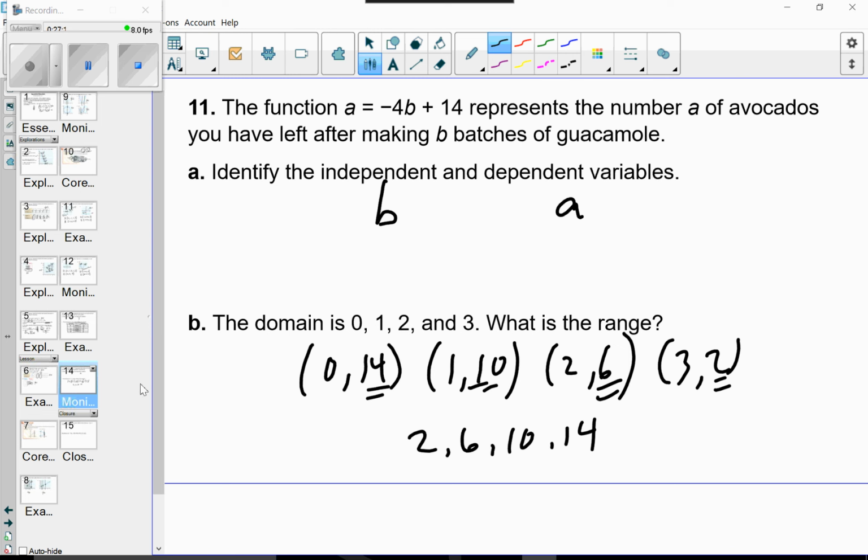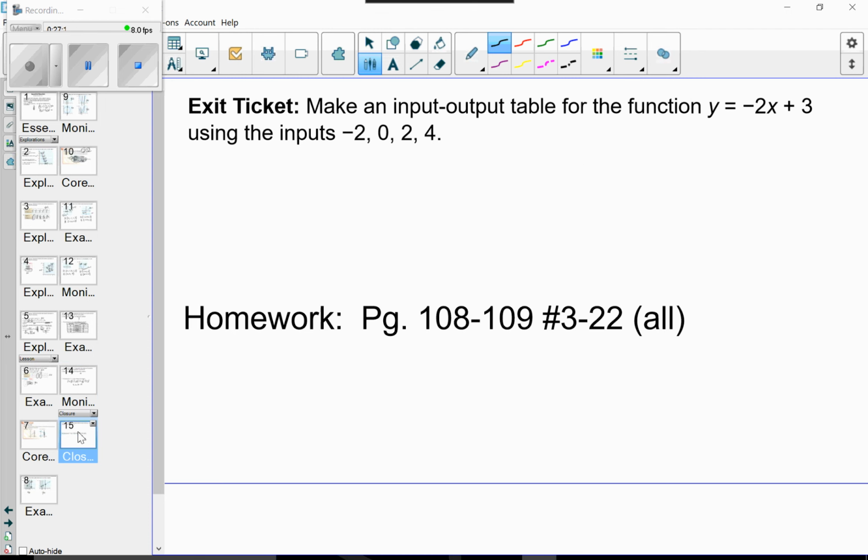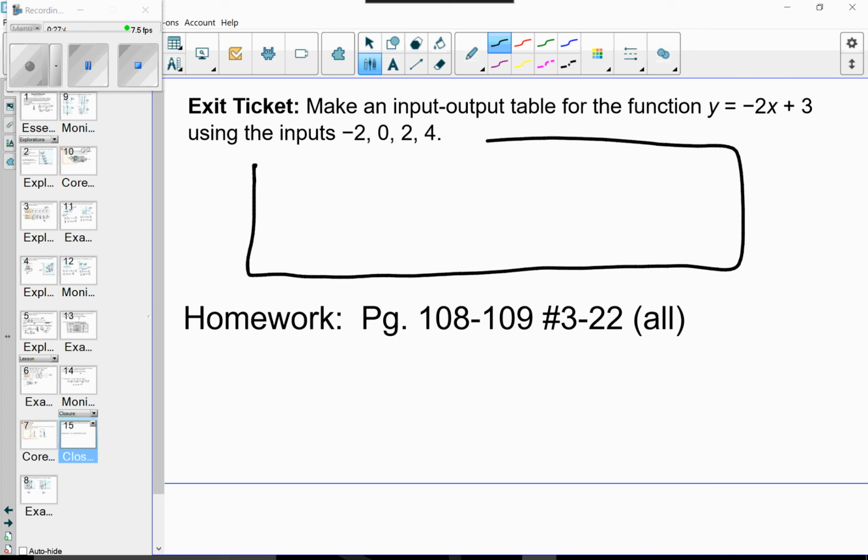Okay. Last slide. Here's your exit ticket. Again, make an input-output table for the function using inputs. So one last time, go ahead and hit pause. And then I want you to fill out a table. Okay? And if you fill out the table, plug in negative 2, 0, 2, and 4. So go ahead and hit pause, and then come back and we will check your answers.